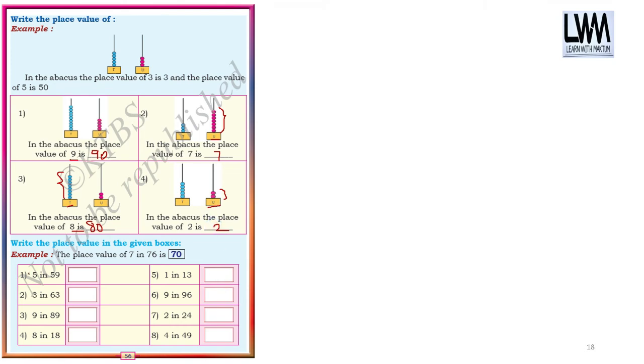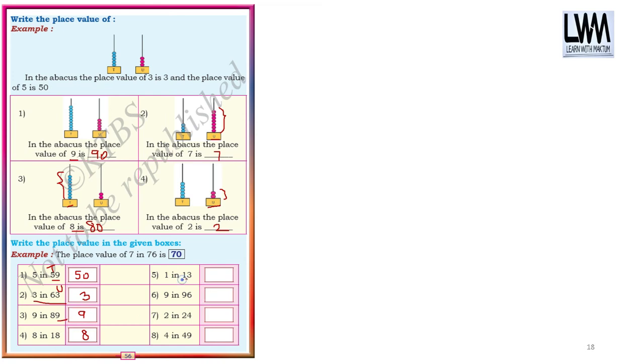Okay. Write the place value in the given boxes. 5 in 59. So 5 is at tens place. So the place value will be 50. The same way here, 3 is at units place. So 3 ones are 3. Then 9, 9 ones are 9. 8 also 8 because all these are in units place.